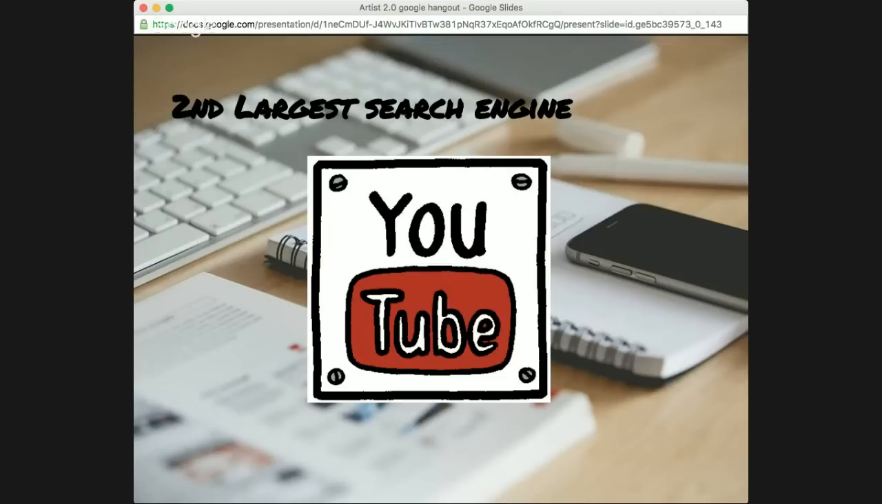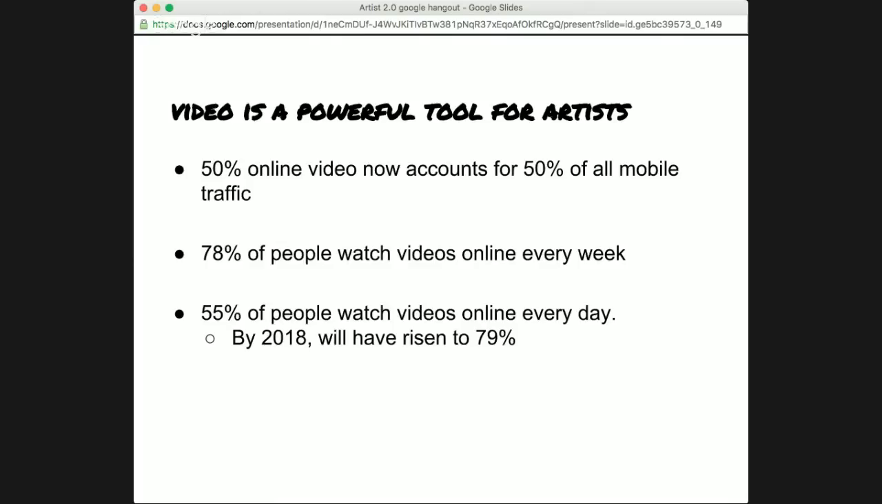Can you believe this? Video is a powerful tool, you guys. Online video now accounts for 50% of all mobile traffic. 78% of people watch videos online every week, with 55% of them watching videos online every day. They're expecting by 2018 for it to have risen to 89%. That's almost 80%. That means only 20% is not watching video. And we're not just talking YouTube. We're talking video, period.